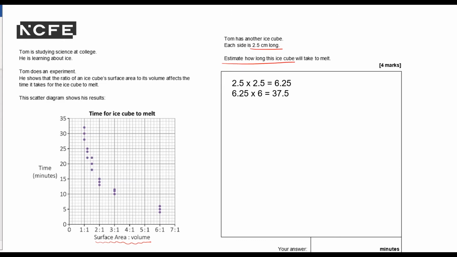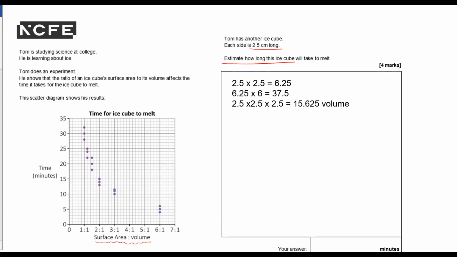Now I need to calculate the volume. Volume is length times width times height. So that's 2.5 times 2.5 times 2.5. And I'm going to go back to my calculator because I can use my calculator for this. And I've got 15.625 is my volume.